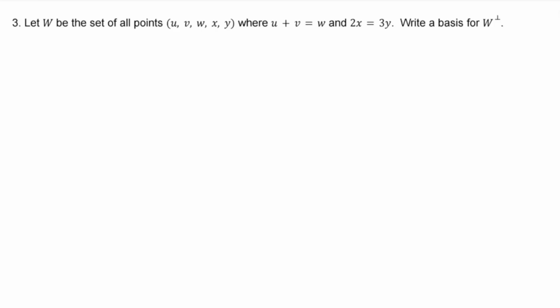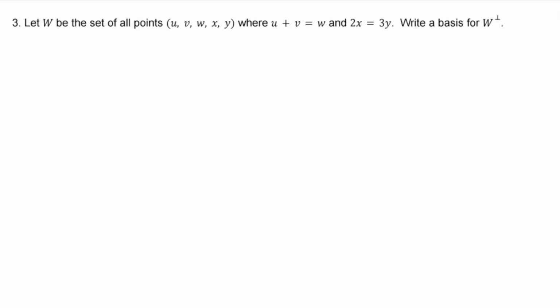All right, W is going to be a subspace of R5. It's the set of all points U, V, W, X, and Y with U plus V equals W and 2X equals 3Y. So there's kind of 2 equations. Find a basis for W perp.